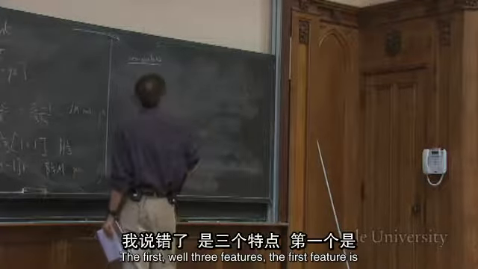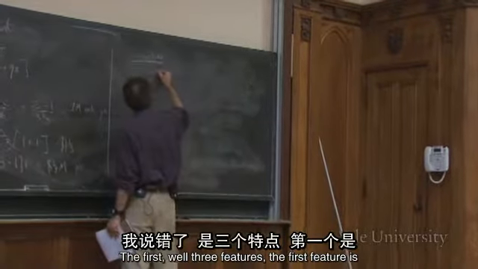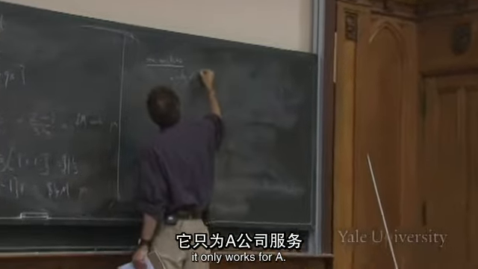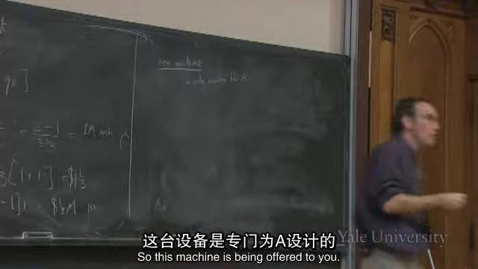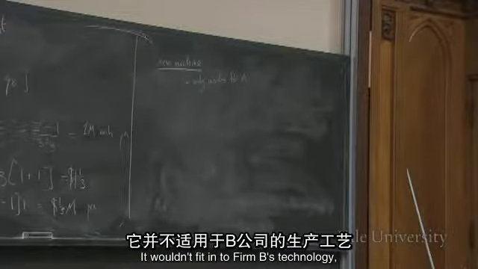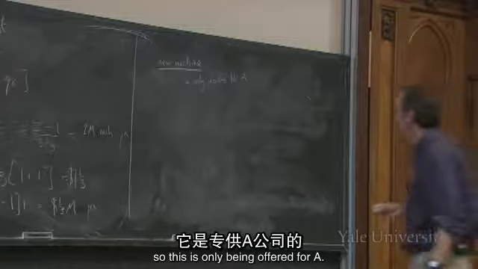All right, three features. The first feature is it only works for A. All right, so this machine is being offered to you. It wouldn't fit into firm B's technology. So this is only being offered for A.